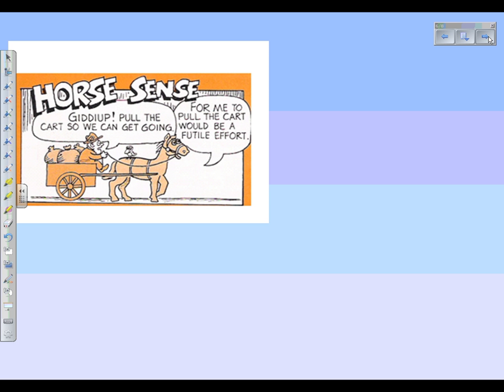You have the comic strip on the back of your notes there. This comic strip starts with the farmer telling the horse, "Hey, giddy up. Pull this cart so we can get going." And the horse says, okay, let's get past the fact that it's a talking horse, right? The horse says, "No can do, my friend. For me to pull this cart would be a futile effort."